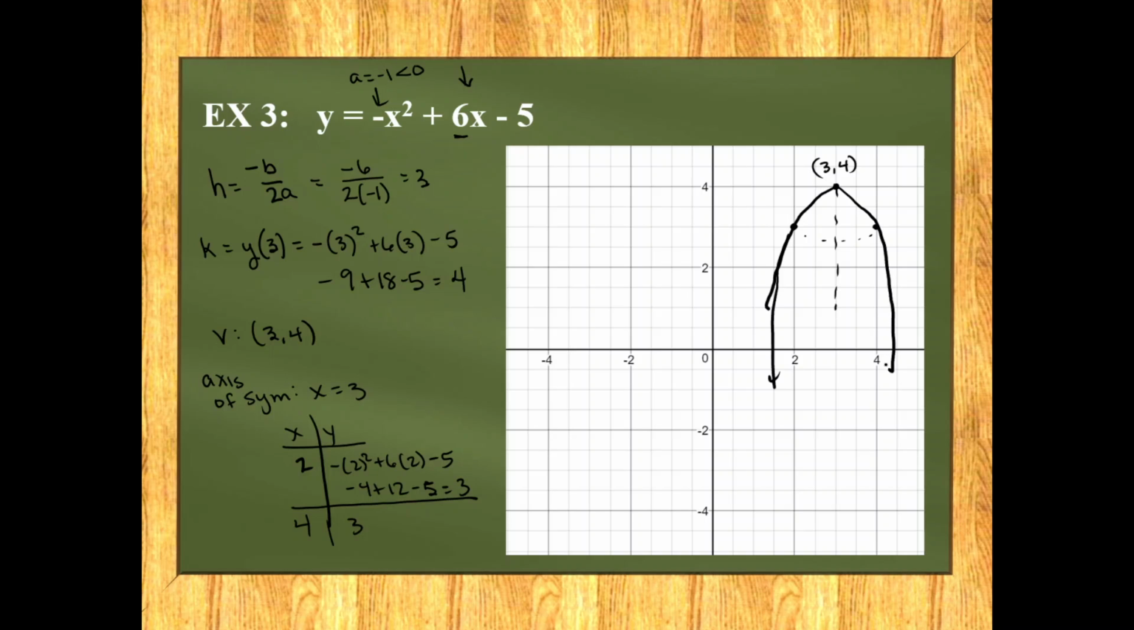Now, of course, if I want to be more precise, I could plot more points. So maybe I actually also put in an x of 1 or an x of 0. The more points I plot, the more precise my graph gets. Okay?